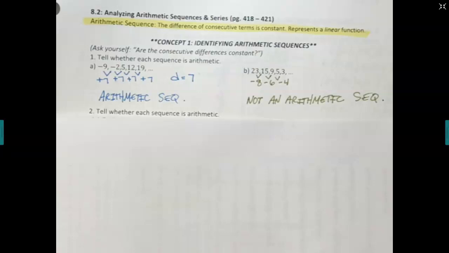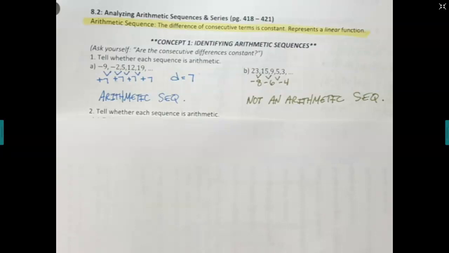Alright, concept 1, identifying arithmetic sequence. Tell whether each sequence is arithmetic. 1a, the difference between negative 9 to negative 2 is 7, or how do I get from negative 2 to 5? I add 7, 5 to 12, I add 7, 12 to 19, I add 7. So my common difference is 7. That's where the d equals 7 there, and this is an arithmetic sequence.